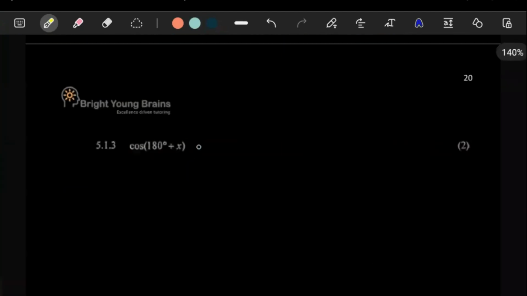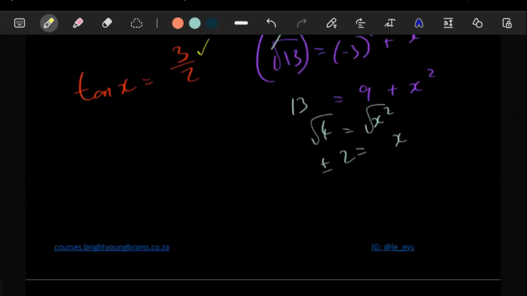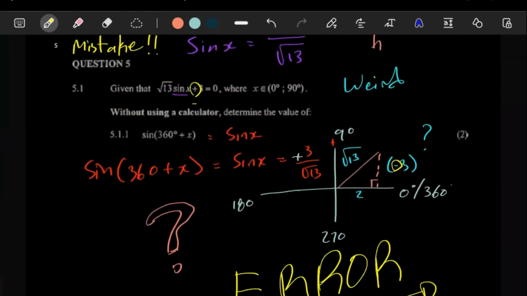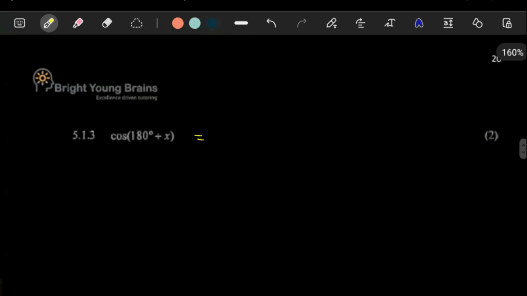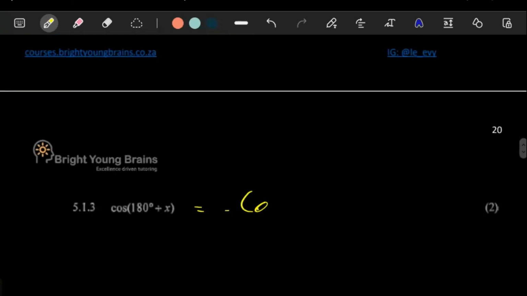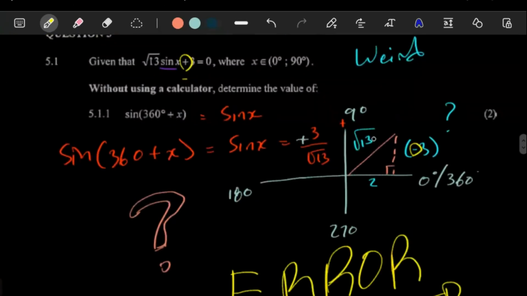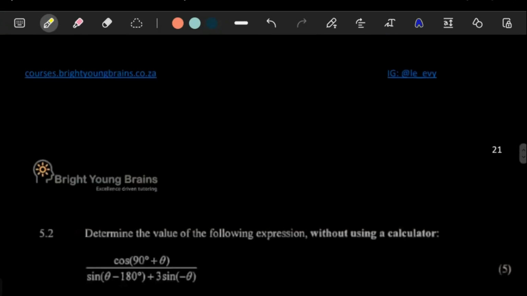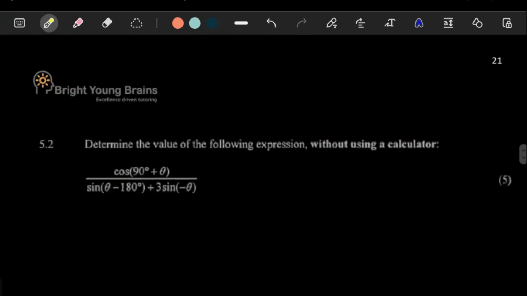The next question, cos of 180 degrees plus x. It doesn't matter, 180 plus is in the quadrant where cos is negative. So according to our sketch, cos is adjacent over hypotenuse, so 2 over square root of 13, that kind of works, but then there's a negative there, so that negative has to be there. Okay, that's all good. 5.1. 5.2 is where we are now.